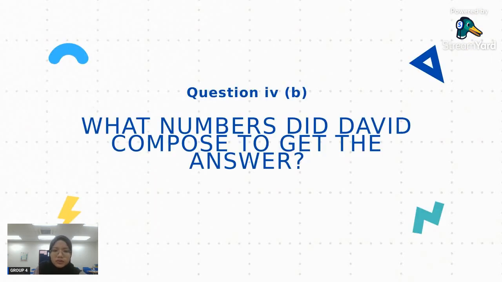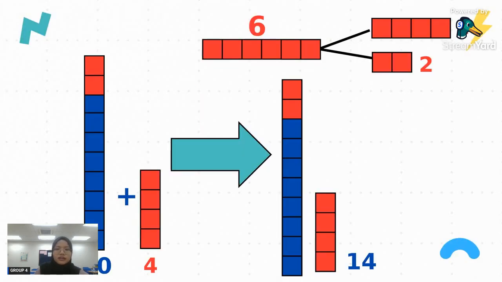So for the second question, what numbers did David compose to get the answer? For the 6 blocks that he had decomposed earlier, he gained 4 and 2. And then in order to get 14, he added the 10 blocks from the first question earlier with the 4 blocks, and then the answer is 14.